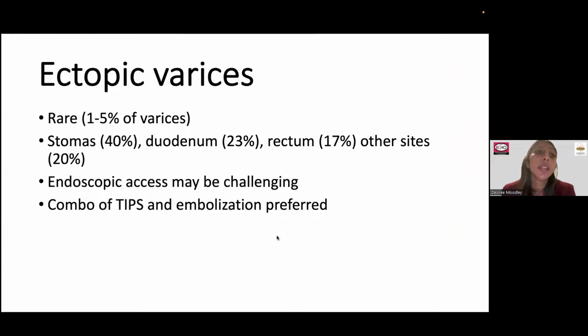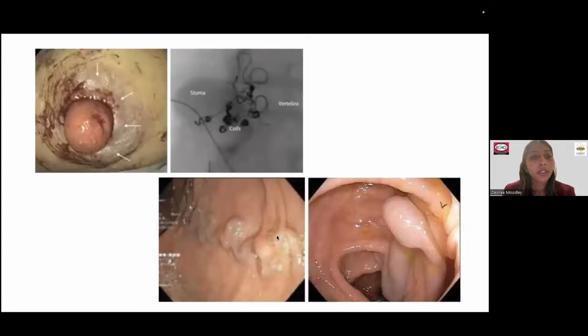Looking at varices elsewhere, so ectopic varices are very rare, only up to about 5% of varices, and the most common site would be your stomas, in just under half, the duodenum in about a quarter, your rectum, and then other areas in 20%. They can be quite difficult to access endoscopically, so we prefer a combination of TIPS and embolization for them. Got some pictures. That first one is a stomal varice, and then you can see they actually coiled it. And on the bottom, we've got some intestinal varices.